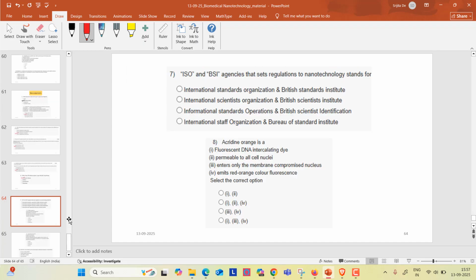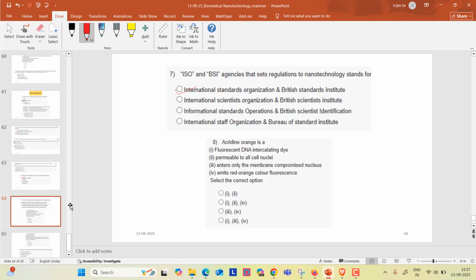Next is the ISO and BSI agencies that set regulations for nanotechnology. What do they stand for? So I think this is very easy. It is International Standards Organization and British Standards Institute. So it is option A.